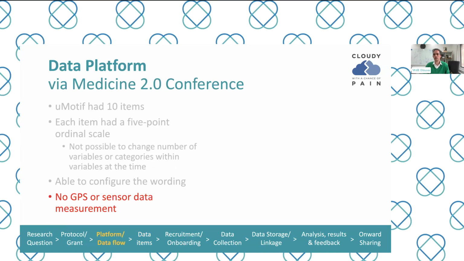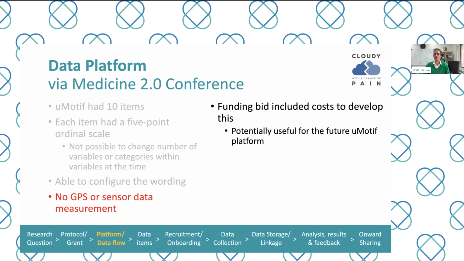However, at the time, the uMotif platform didn't have a way of collecting GPS data and didn't have a way of collecting raw sensor data to allow us to develop this validated algorithm. And so in our funding bid, in discussion with uMotif, we included costs to develop that. And the technology partner were interested in that because that also became a potential feature of their future platform.